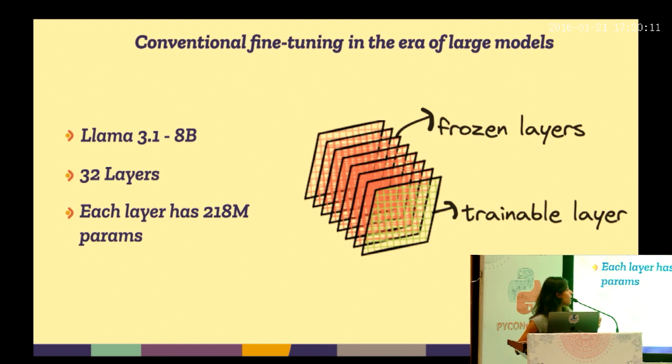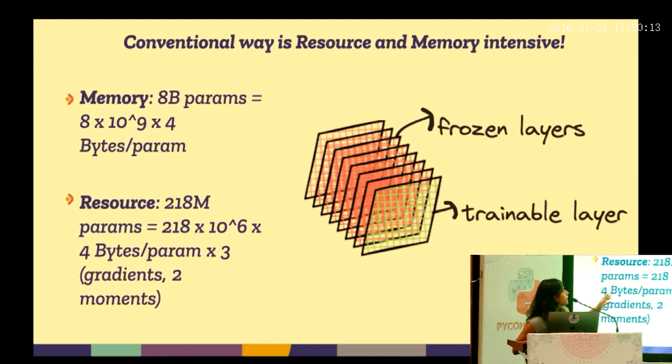Now let's try to understand what that contributes to in terms of resources. If you want to load just this 8 billion model, which was the smallest there, it will take 8 into 10 raised to 9 into 4 bytes per parameter, that much memory just to load the model. And while training that last layer, you will require 218 into 10 raised to 6 into byte size into 3, that is, gradients and moments which will need to be stored during the training process. So that is really expensive.